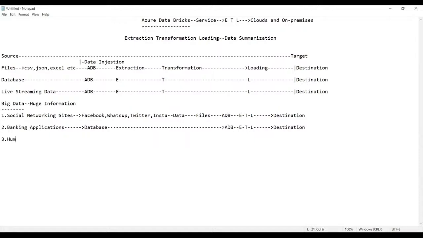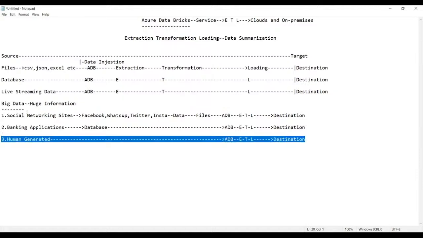Likewise, you can also get the data from human generated data. Human generated data is very rare. Human generated means the data which is generated by you and me. Human generated data will again be accessed into the ADB, and using the ADB we perform extraction, transformation, and loading. Ultimately, finally we load the data towards a destination.